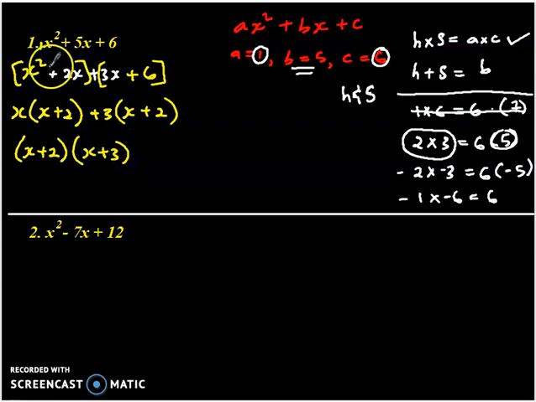Or in other words, you could just think of whatever is common to both sides, x plus 2, put that in a bracket by itself, and whatever is left with it, which is the x plus 3, you also put that in a bracket.